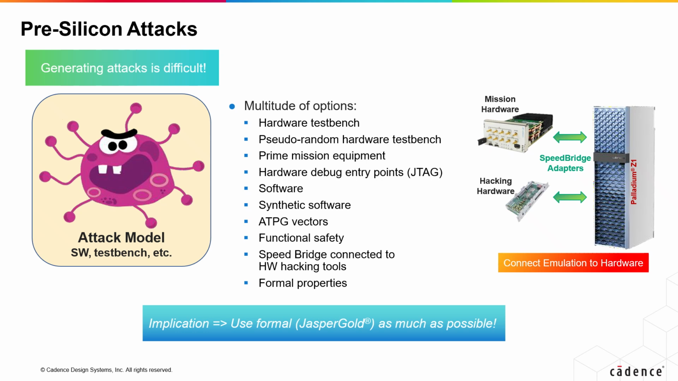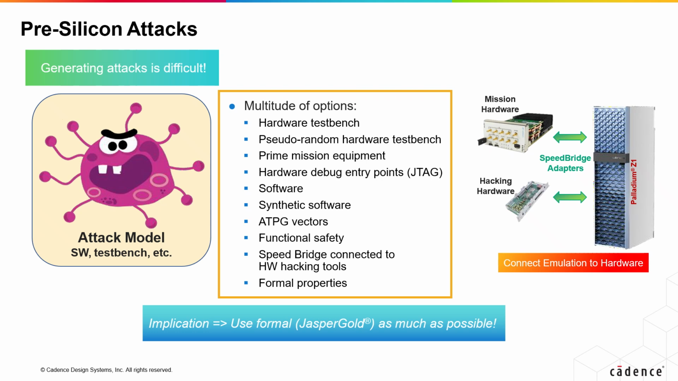Generating attacks is challenging. When it comes to generating attacks, the complexity arises from the multitude of options that can be employed. The hardware testbench utilizes a custom-built hardware testbench to simulate attacks. You can employ a pseudo-random testbench to generate random stimuli for attack simulation. Using the prime mission equipment, you can leverage the actual hardware equipment used in the system to simulate attacks.